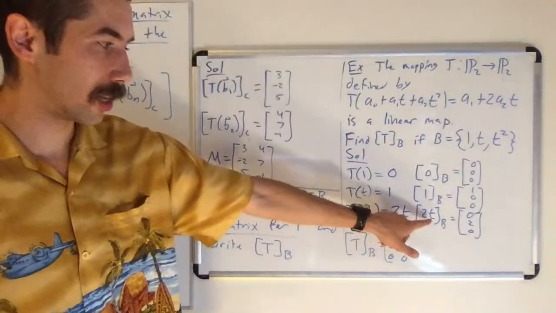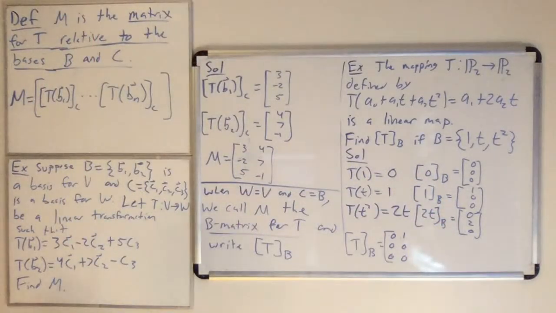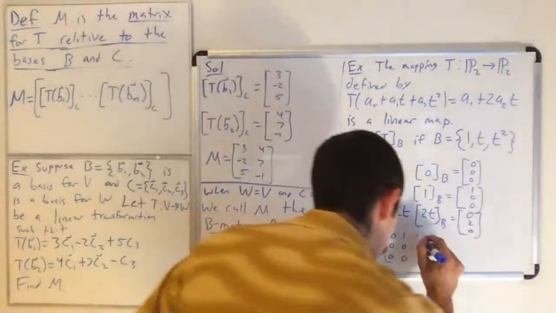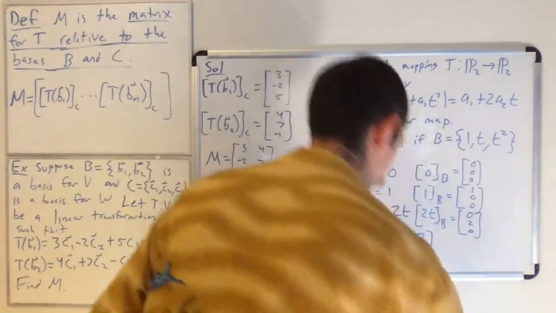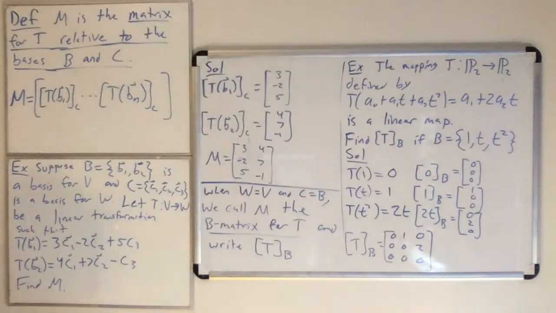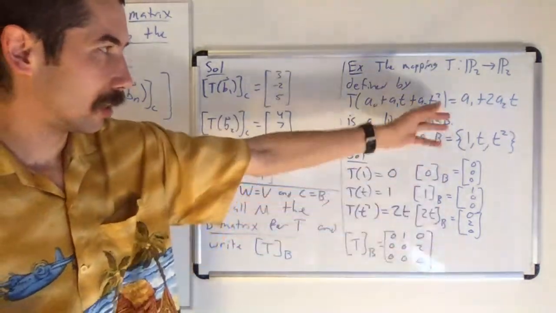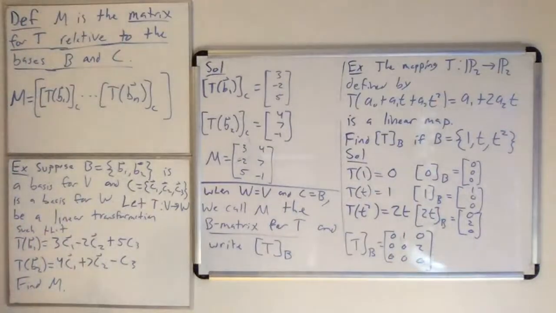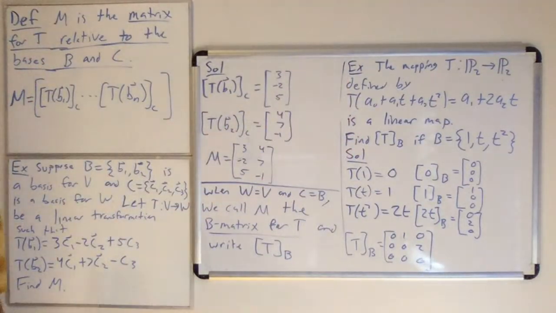Right, there's no constant term. There's a 2 for the linear term, and there's no degree 2 term. Okay, so if you multiply this matrix to the coordinate vector of some degree 2 polynomial, what you're doing is taking its derivative, which I think is pretty neat.